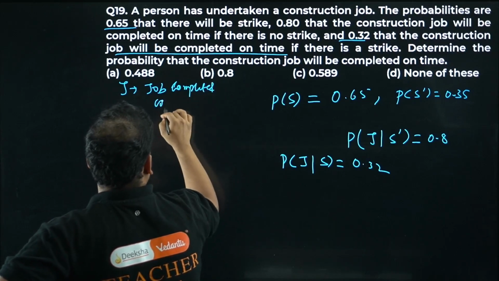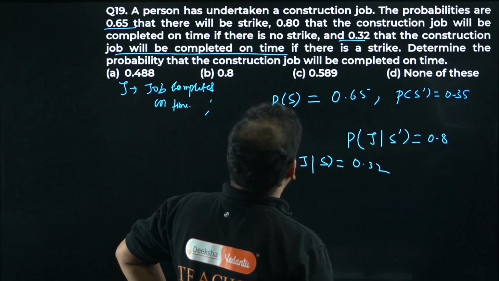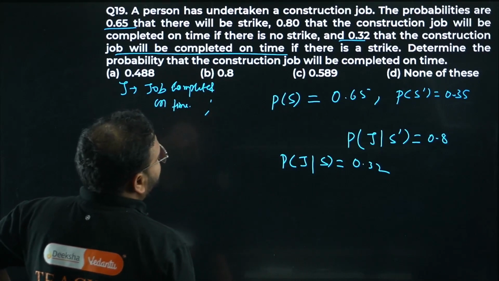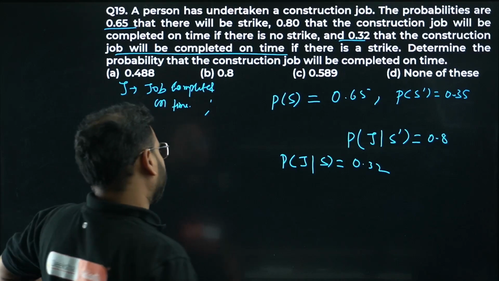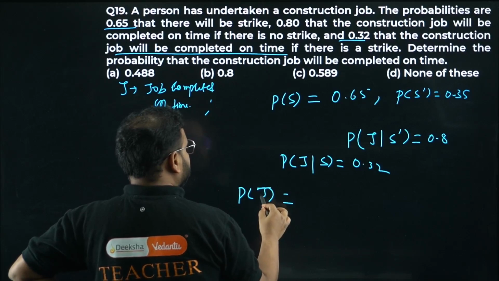Completed on time. Okay, so we're looking for what's a... determine the probability that the construction job will be completed. Basically, P(J), they are asking, right? Total probability one more time, P(J), they are asking.